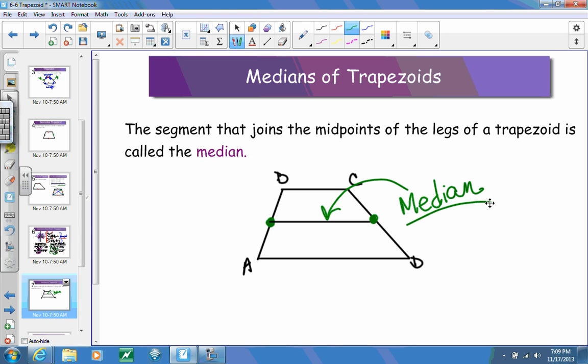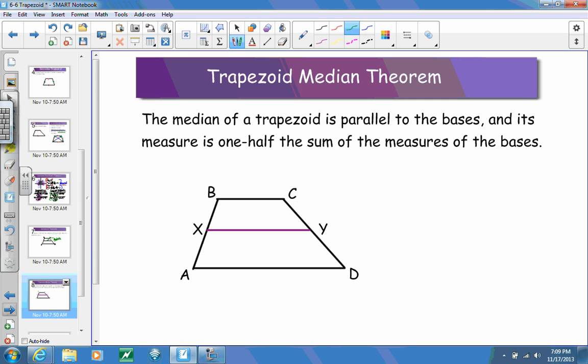And there is a theorem to go with the median of a trapezoid. That theorem says that the median of a trapezoid is parallel to the bases. So that means that all three of these lines right here are parallel to each other. And its measure is 1/2 the sum of the measures of the two bases. So right here, my XY, that's my median.